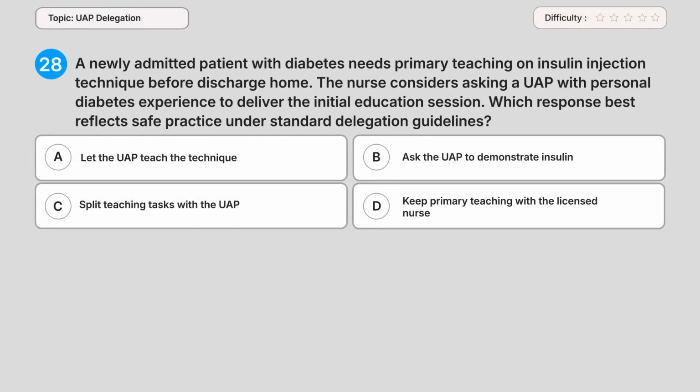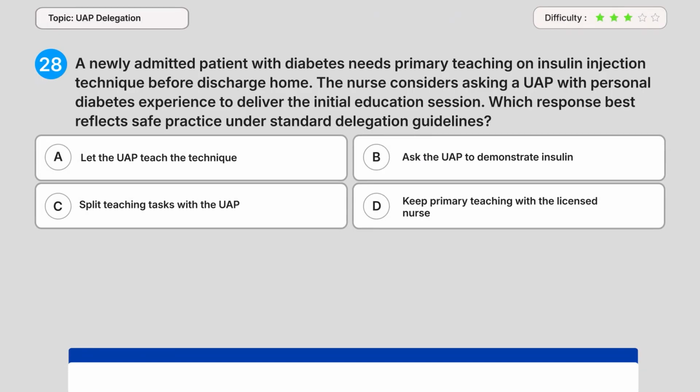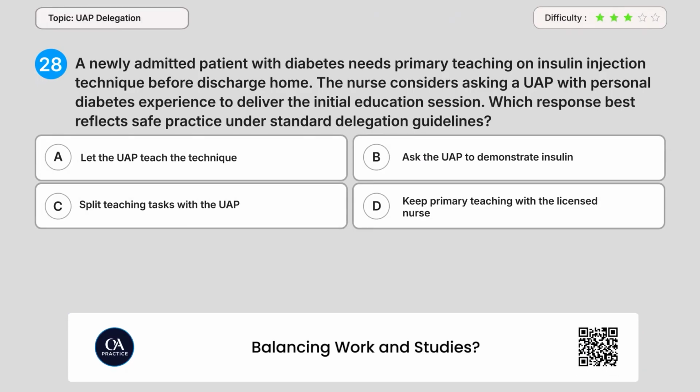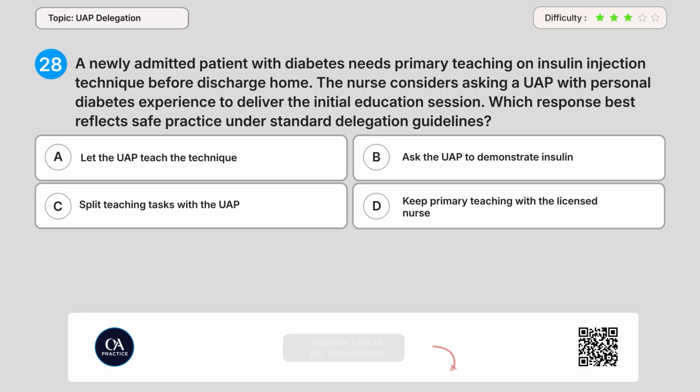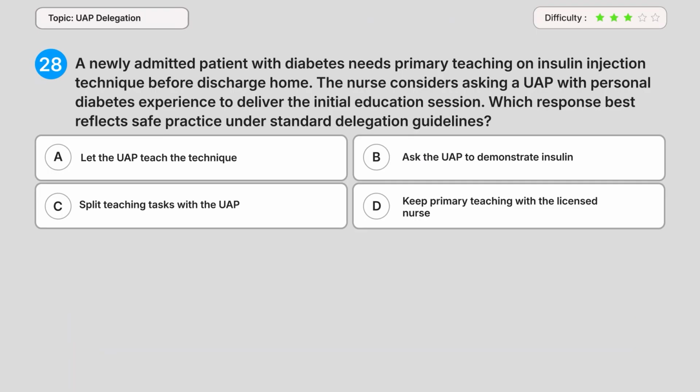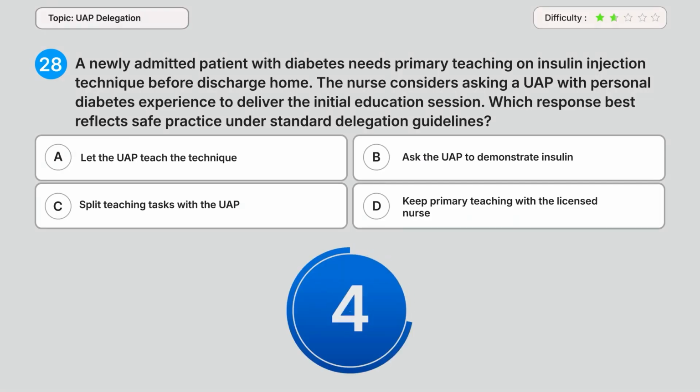Question 28. A newly admitted patient with diabetes needs primary teaching on insulin injection technique before discharge home. The nurse considers asking a UAP with personal diabetes experience to deliver the initial education session. Which response best reflects safe practice under standard delegation guidelines? A. Let the UAP teach the technique. B. Ask the UAP to demonstrate insulin. C. Split teaching tasks with the UAP. D. Keep primary teaching with the licensed nurse. What do you think is the answer?